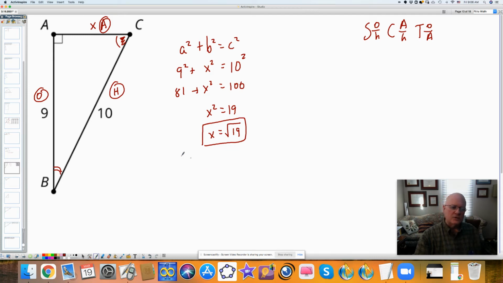Now to find the angles, I'm going to use these two sides, the opposite and the hypotenuse, because I know that these are nice numbers. They were given to me. I could use this number, but I'm going to use these two numbers.